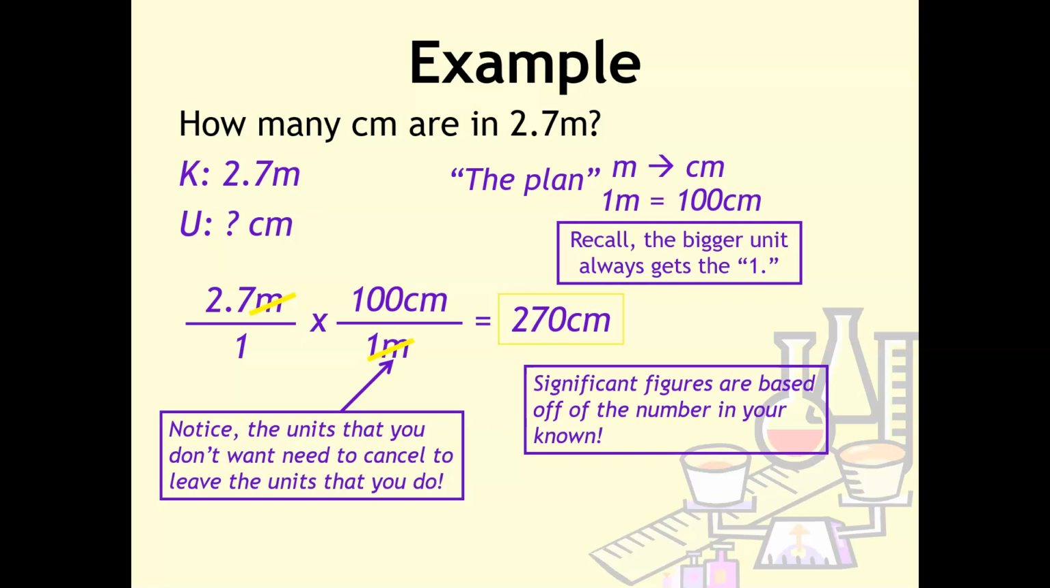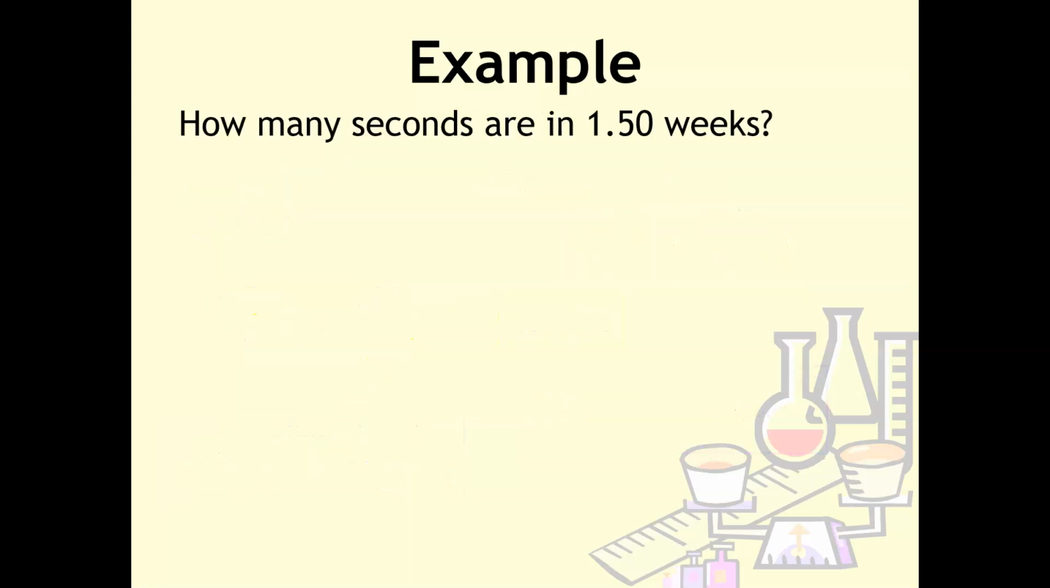Okay, so that was a pretty simple example. This is a one-step problem because we have one conversion factor. Let's take a look at another one. So we'll use some time conversions here. It says how many seconds are in 1.50 weeks. So we're going to start with our known, which is 1.50 weeks. Our unknown is how many seconds. We're going to do our plan.